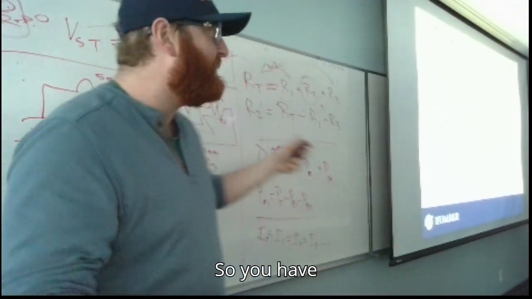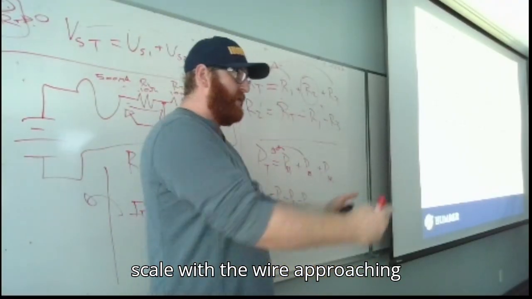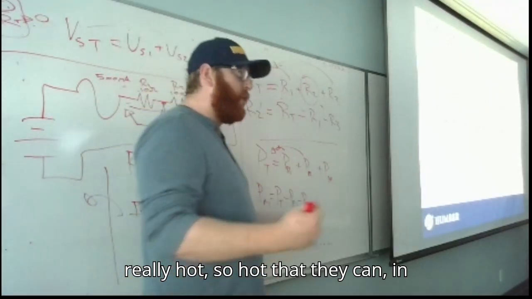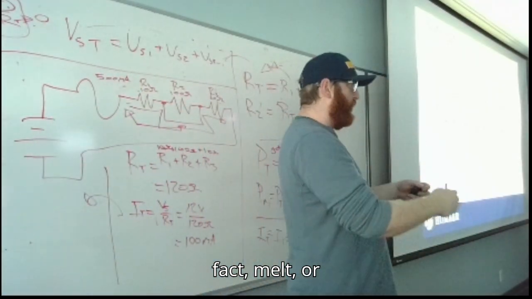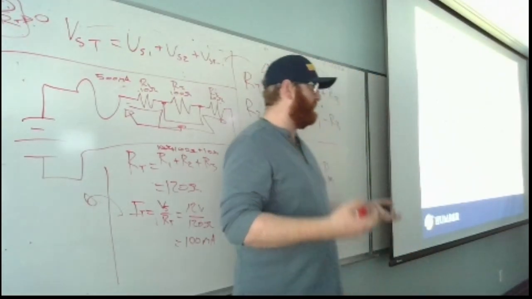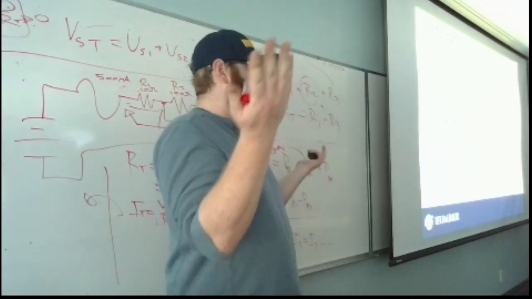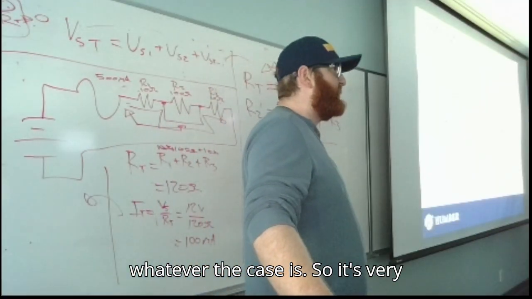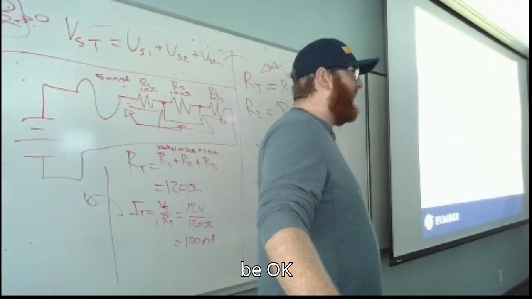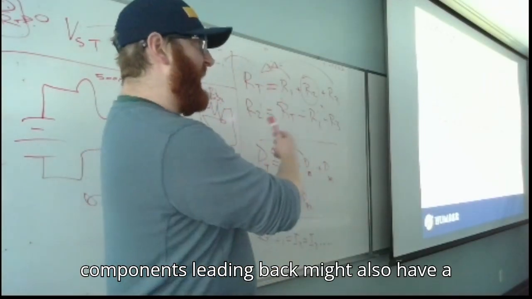So you have that happening on an electron scale with the wire approaching infinity, and the wires start getting really hot. So hot that they can in fact melt really quickly, or if there's something that has electrolytic fluid inside of it, like a capacitor, then that might just explode, whatever the case is. So it's very dangerous to do, even if you might be okay from the outside. And then all of the components leading back might also have a problem.